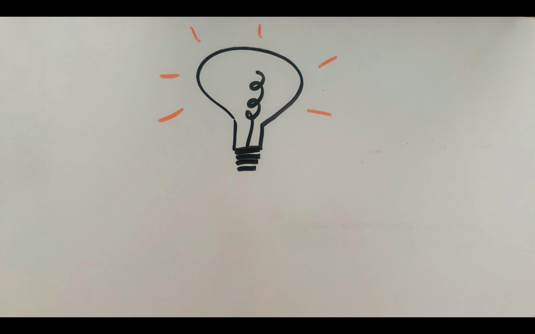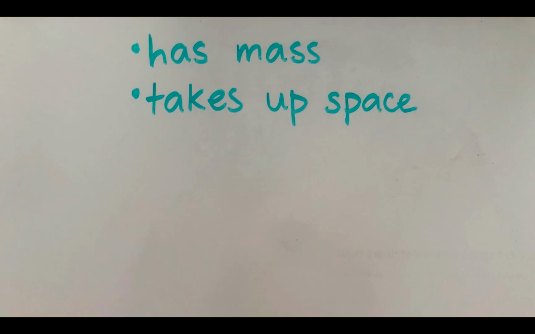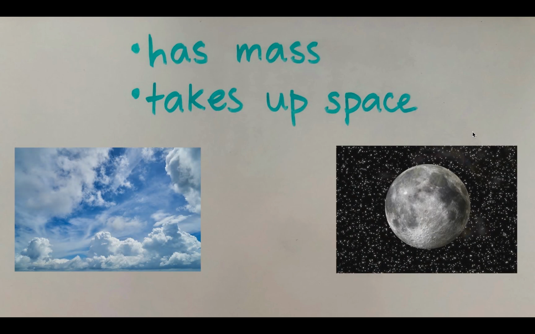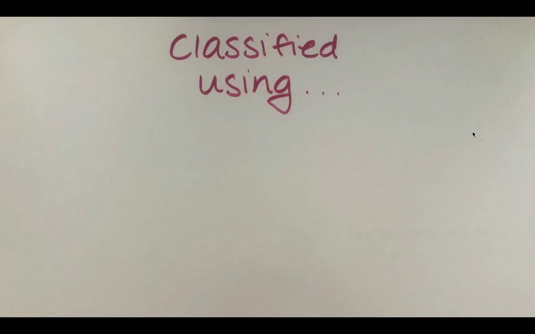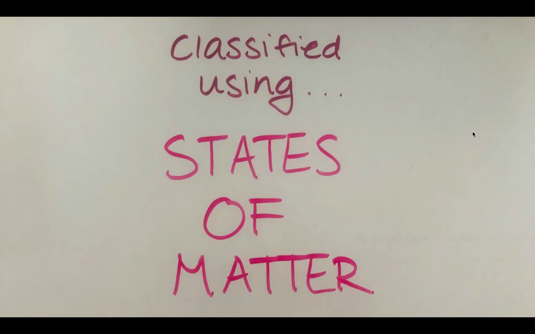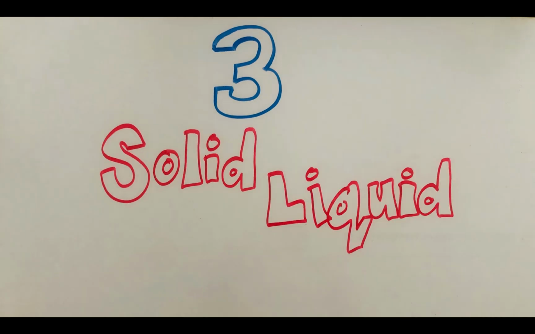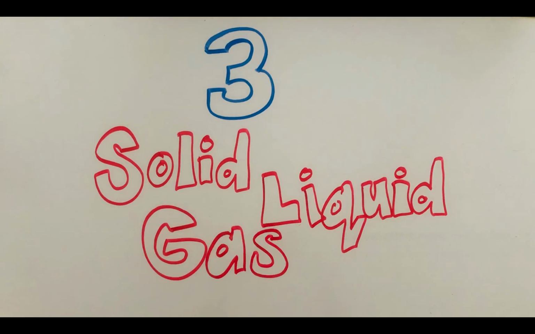So the big idea is, what is matter? Matter is anything that has mass and takes up space. For example, the air you breathe, the moon and the stars, and even your textbooks. Matter is classified using states of matter. There are 3 states of matter: solids, liquids, and gases.